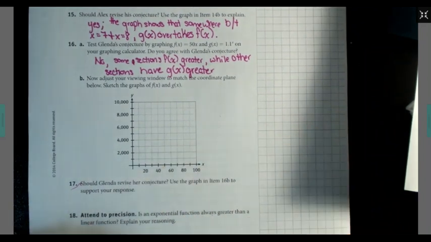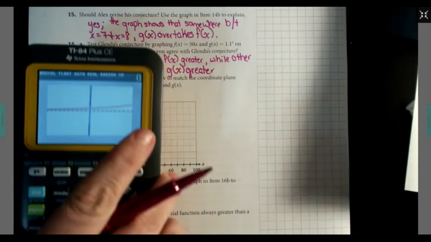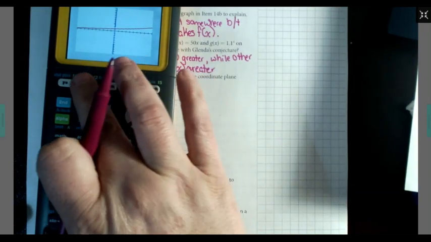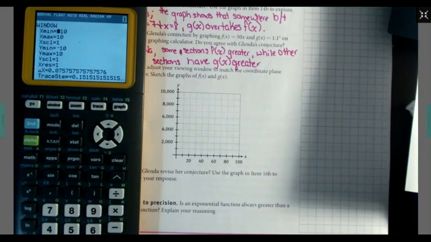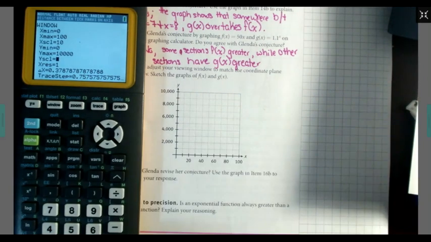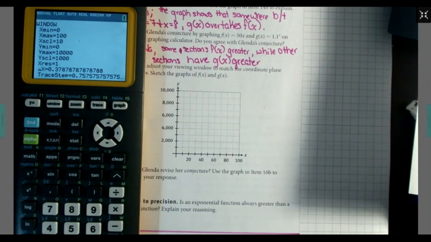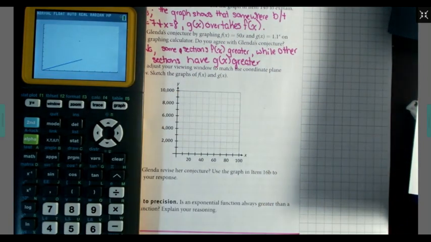B. Now adjust your viewing window to match the coordinate plane below. Sketch your f of x and g of x. Okay, so now we're going to go from 0 to 100 counting by tens. And then we're going to go 0 to 10,000 counting by 1,000 and graph it.